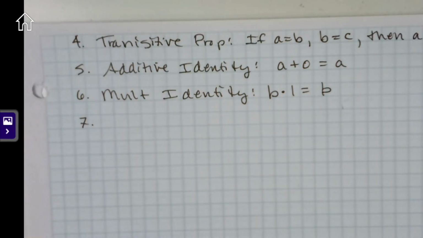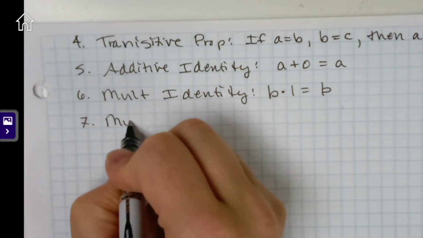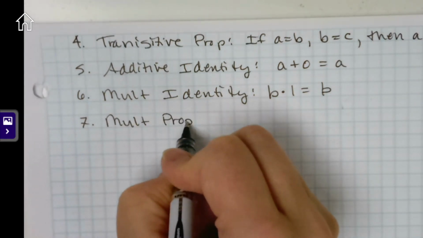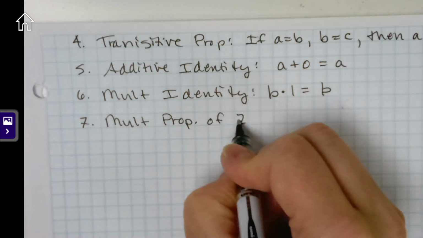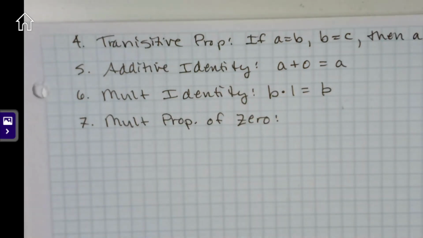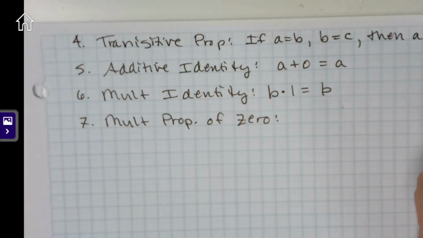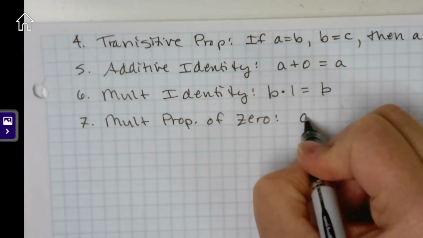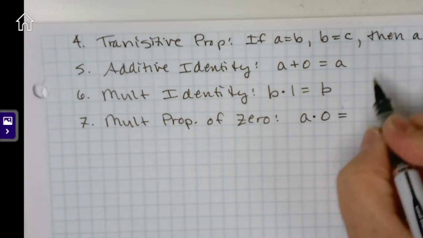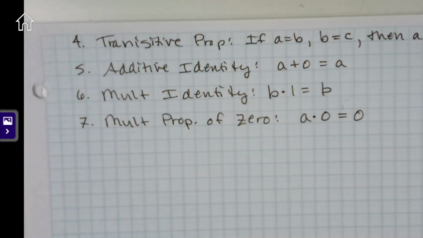Last property I'm going to throw at you today is the multiplication property of 0. And again, you already know this. You probably just didn't know that it had a property attached to it. It says anytime you multiply a number times 0, it's 0. So A times 0, whatever A is, it's always going to be a 0 when you multiply by 0.